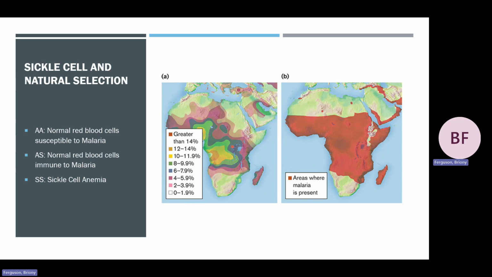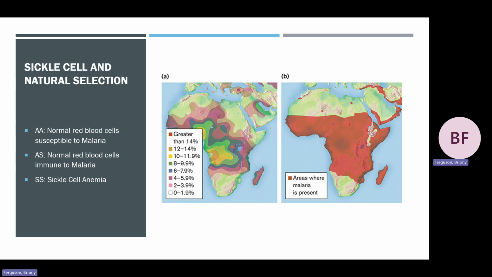And here you can actually see, because malaria is more present in areas where there are more mosquitoes, one of those being Africa. But here you can see that the areas with the highest rates of malaria actually coincide with the areas with the highest rates of populations with sickle cell. And that is because it is a direct result of the body naturally trying to fight against malaria.